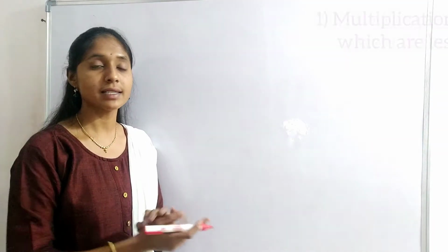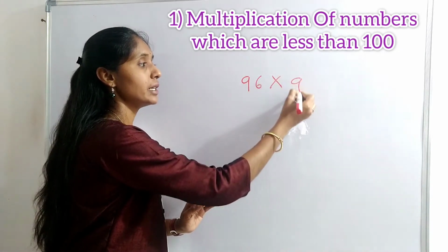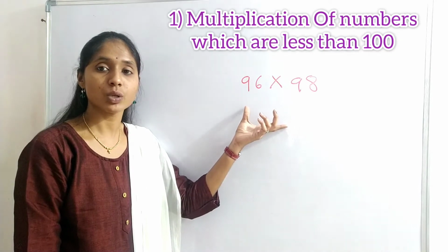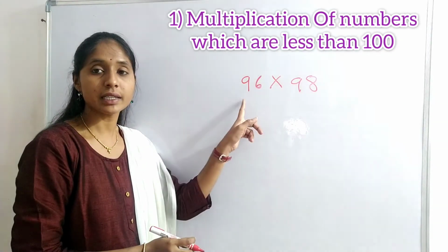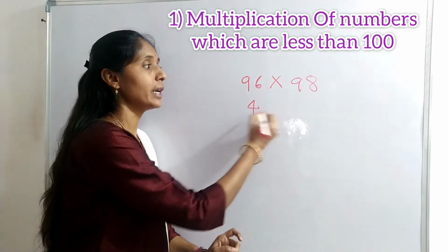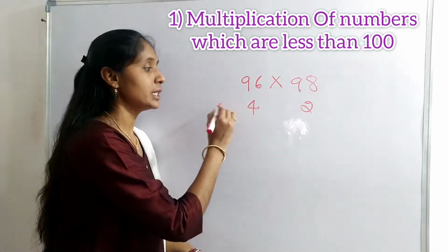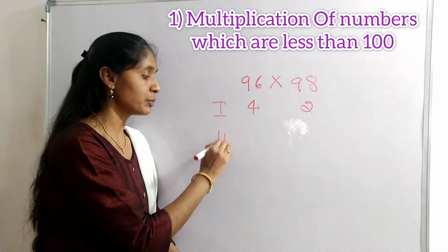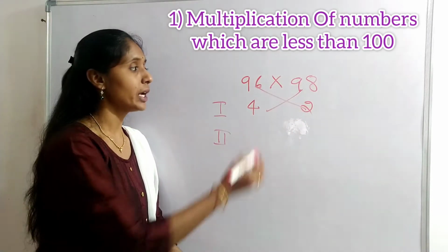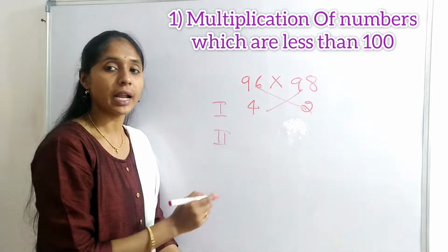Take example as 96 by 98. Okay. These two numbers are closer to 100. 96 is how much less than 100? 4. And 98? 2. Okay. This is step 1. And step 2, cross subtraction. Okay. 96 minus 2, 94 and 98 minus 4, 94.